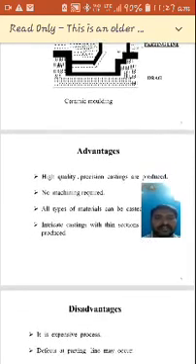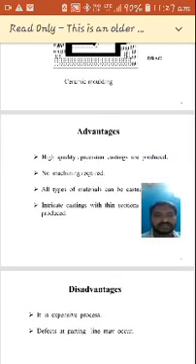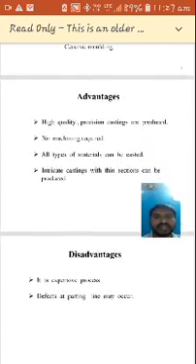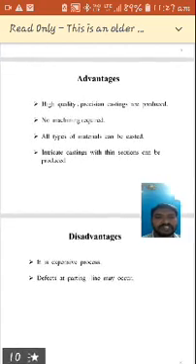Here we have a few advantages. What are the general advantages? High quality and precision castings can be produced. No machining is required. All types of materials can be cast. Intricate castings with thin sections can be produced. So these are the few advantages.